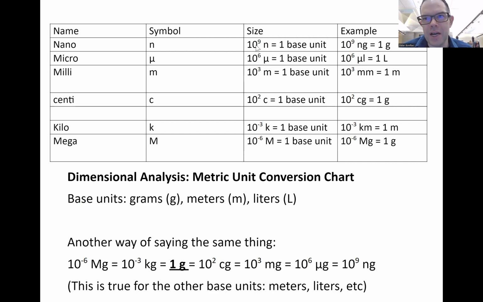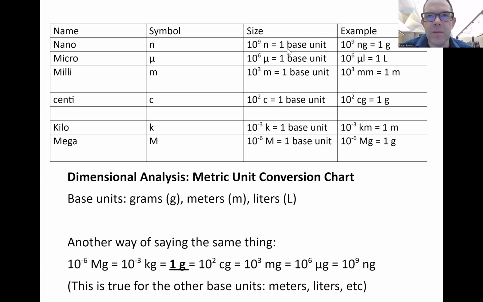Okay. Nano is 10 to the 9, super tiny now. Is that a billion? I think it's a billion. Yeah, this is a million, and that's a billion. So a billion nanograms, nanoliters, or nanometers is just 1 liter. Okay. Kilo, you've heard of before. It's 10 to the minus 3 kilometers, or a kilometer is 1000 meters. Okay. And the same deal with mega.